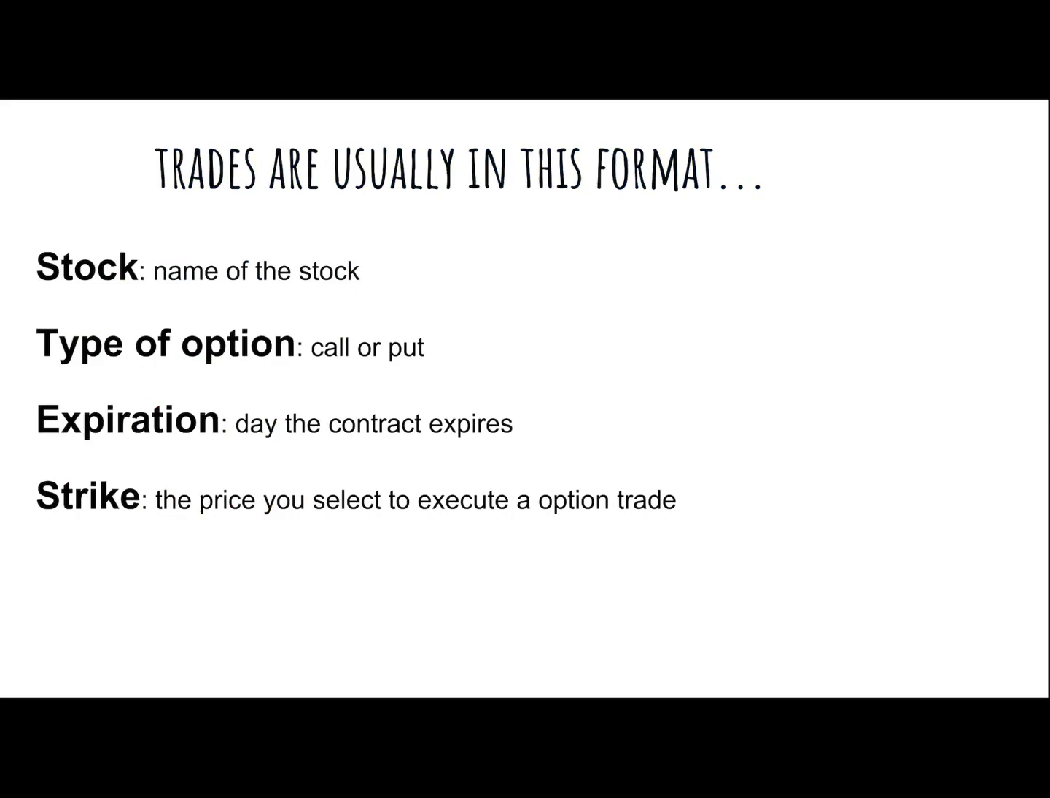So trades are usually in this format. I'll list the stock, I'll list the type of option, I'll list the expiration date, and I'll list the strike. For the stock, I'll put the name of the stock. The type of option will be a call or a put. Expiration is the day the contract expires, and the strike is the price you select to execute an option trade.